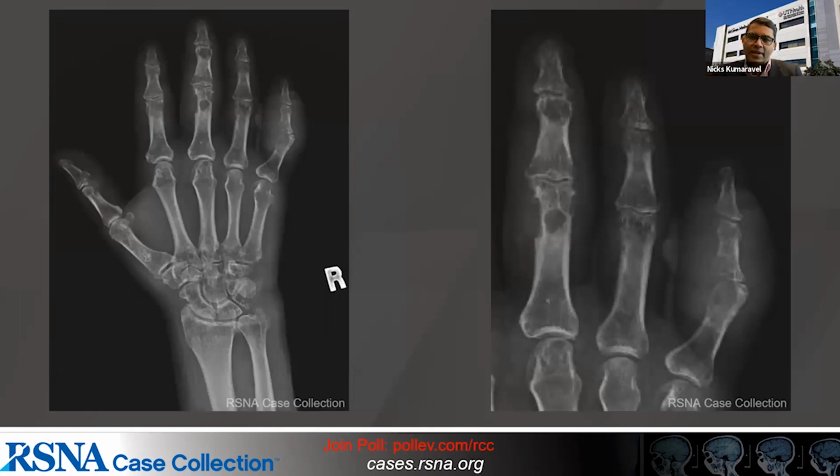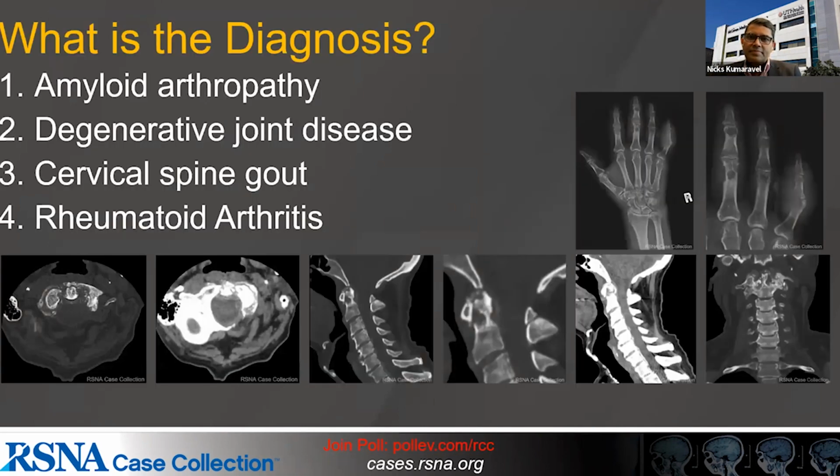We found there's a couple of x-rays of the hand, and here's a focused view on the right side and a larger view of the hand on the left side of the image. And pay attention to what you think could be the soft tissue and the bony changes that are going on there. And the next image, please. So what could be the diagnosis?